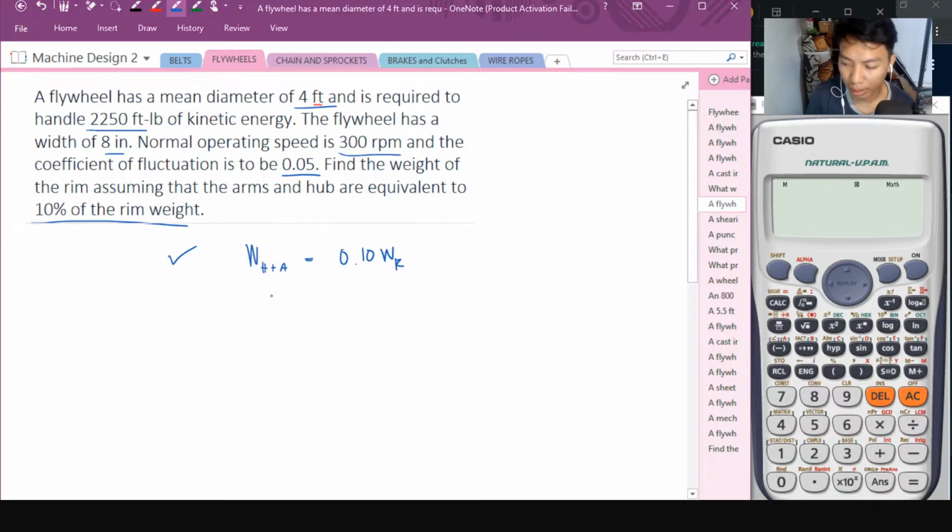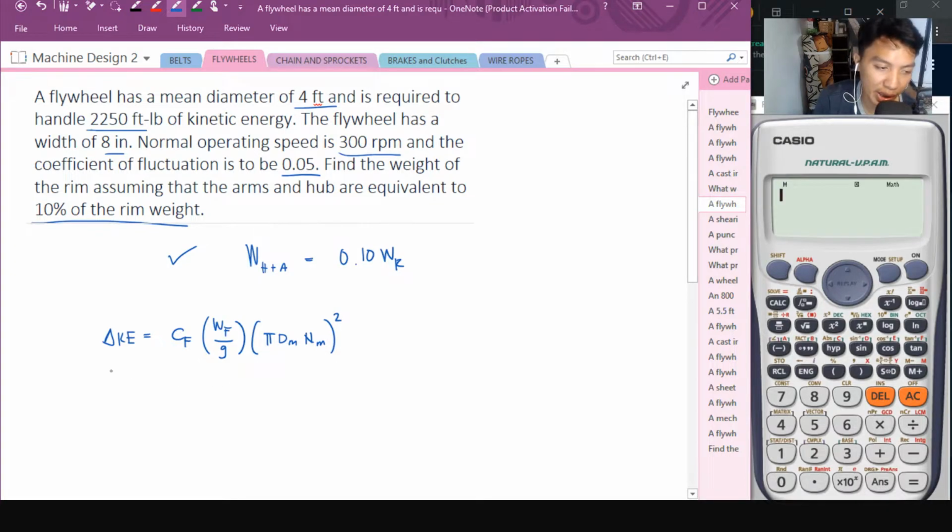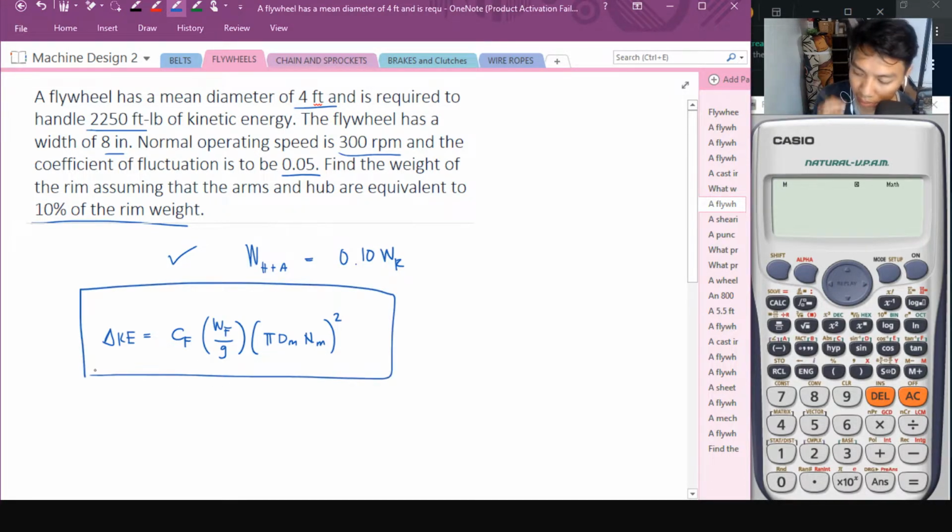So, paano natin hahanapin yun? Meron tayong another formula dyan for KE. Yung KE mo is equal to yung coefficient of fluctuation, you multiply it with the weight of the flywheel divided by g. You multiply it with pi dm and then yung mean na speed niya squared. Ayan, yung another formula for KE. Now, hahanapin natin yung weight ng flywheel using this one.